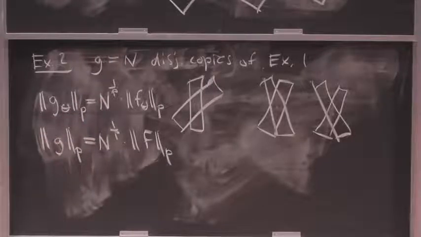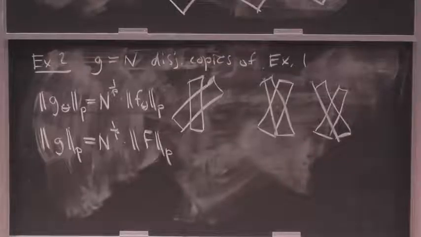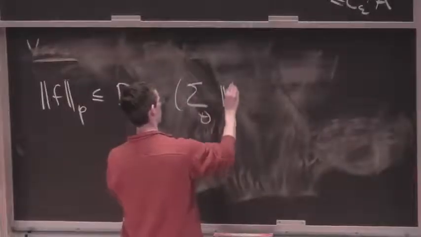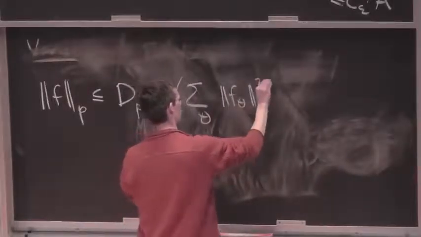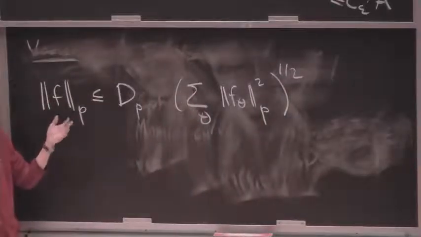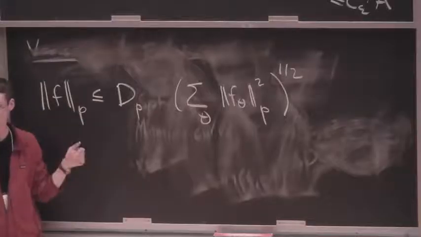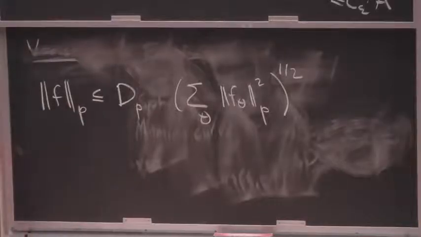And so maybe let me keep up the definition of decoupling. Let me just keep this handy. So when I replace f by g, both the left-hand side and the right-hand side get scaled by this factor n to the 1 over p. And the examples are still as sharp as before. OK.